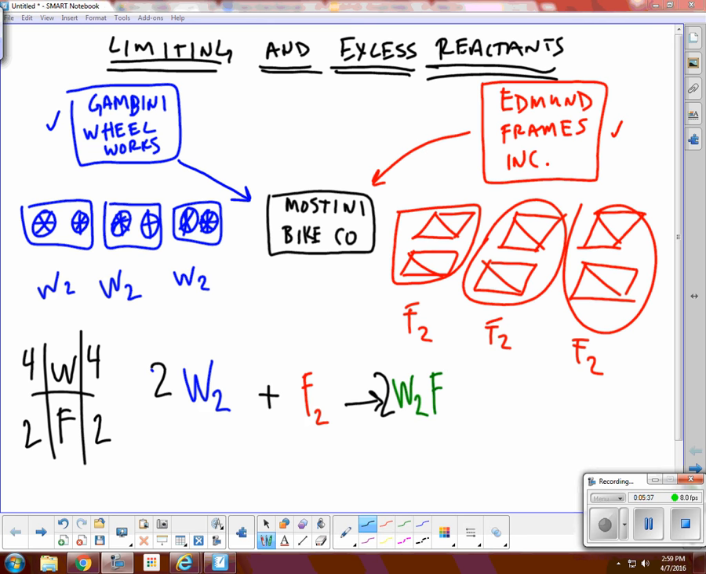So the last thing I'm going to write down here is the idea that this is sort of like 2 packages of wheels right here, right? 2 packages of wheels off the truck. And the middle one is kind of like 1 package of frames.